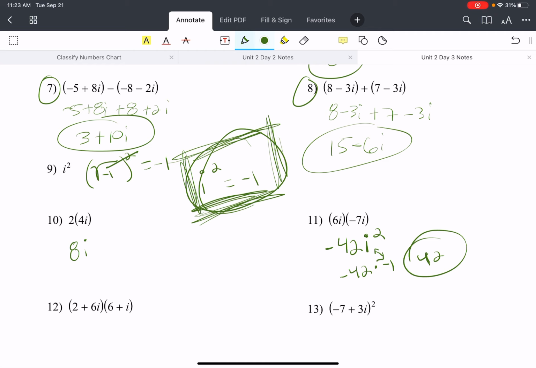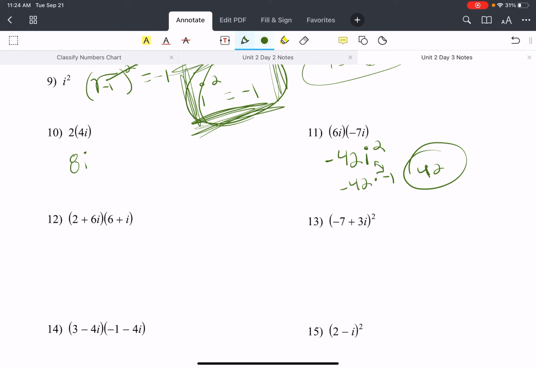How are we doing? Any questions before we try another one? It's going to get a little trickier. Ready? We're almost there. Okay, number 12.